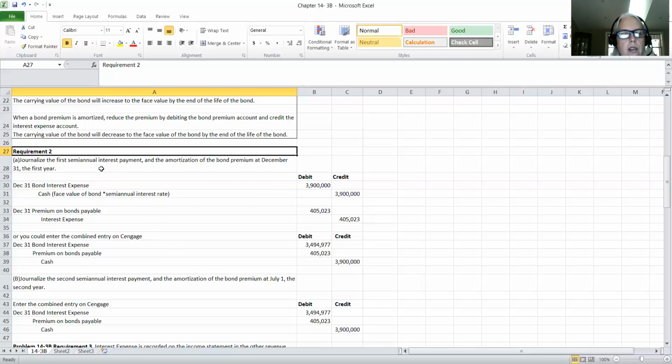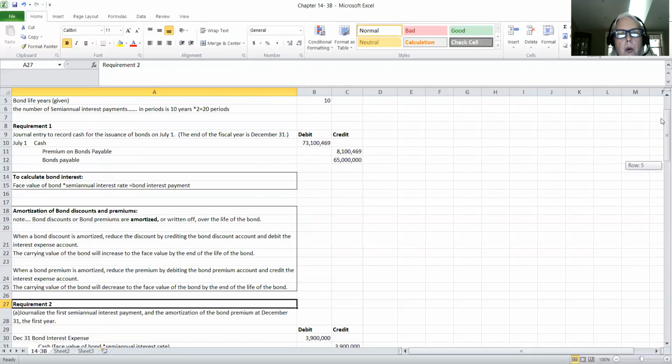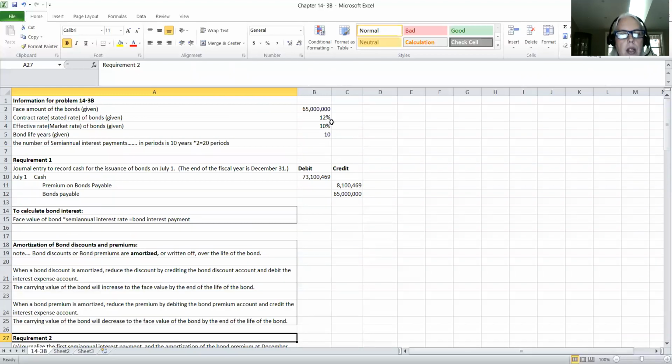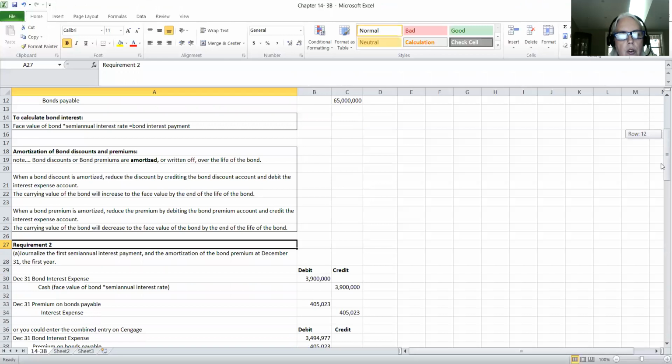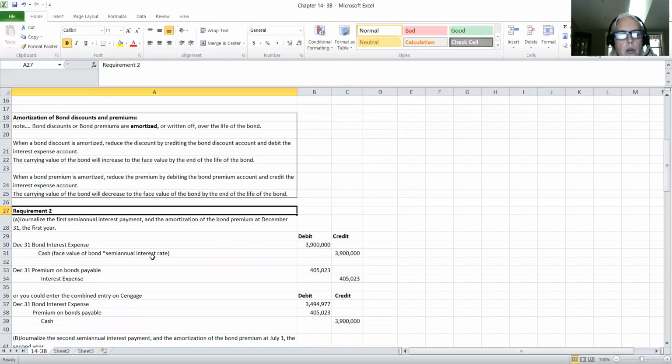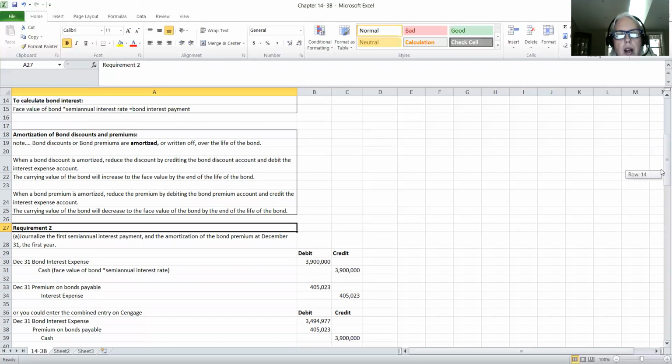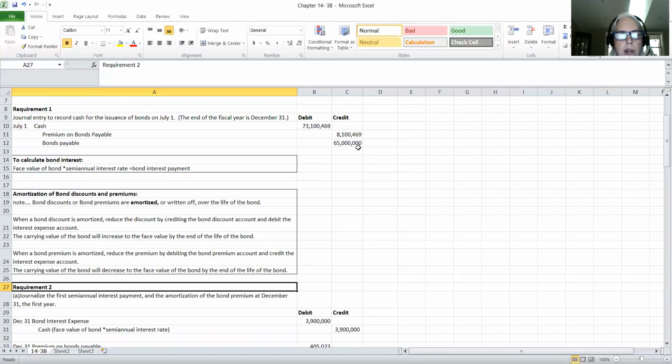So first of all, we got to determine the first semi-annual interest payment. To find the amount of the interest payment, we're going to take the face value of the bond and multiply it by the semi-annual interest rate. Now remember, in your problems, they're giving you annual interest rates here. And we're talking about interest, so we're talking about the contract rate of interest. If we take the contract rate of interest, which is 12%, and we divide it by 2, that will give us the semi-annual interest rate. In other words, 6% of the face value of the bonds in this problem, which was 65 million.